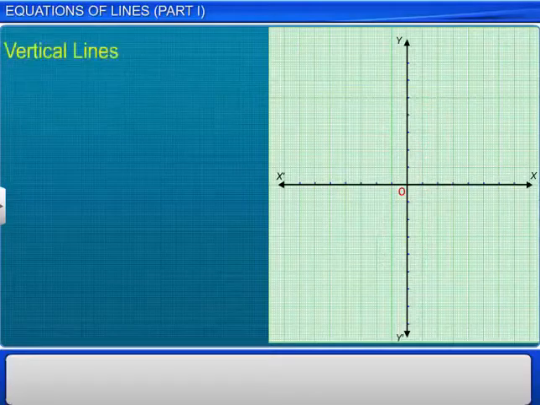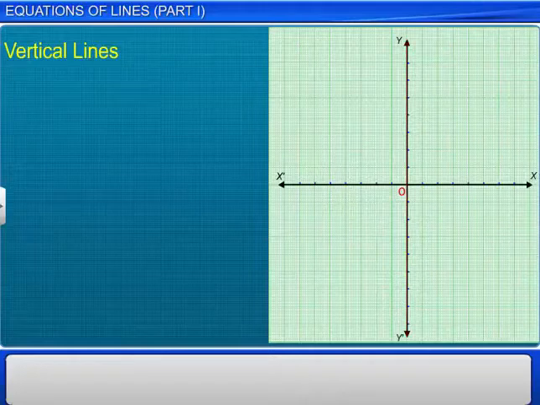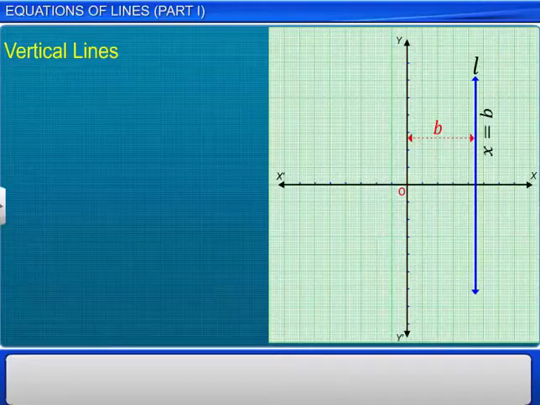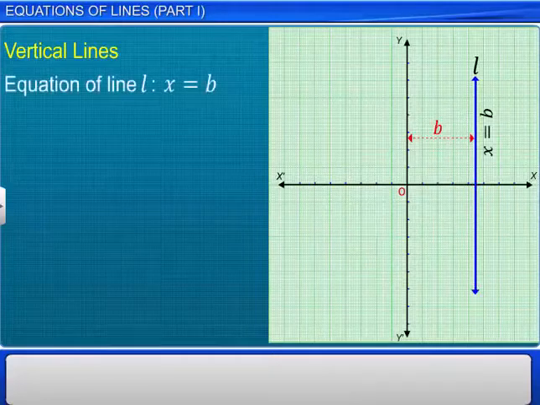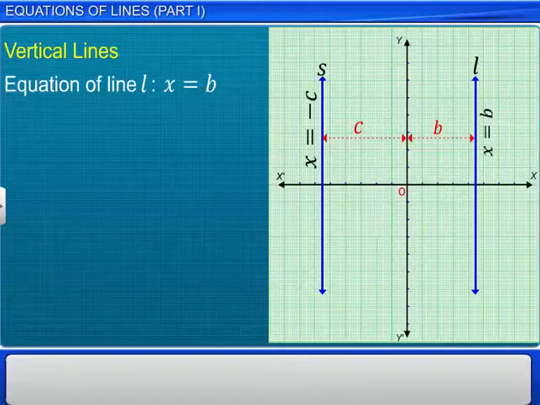Now let us find the equations of vertical lines or lines that are parallel to the y-axis. Consider a vertical line L that intersects the positive side of the x-axis at a distance b from the y-axis. The x-coordinate of every point on line L at any position is b. Thus, the equation of line L is x equals b. Consider another vertical line S that intersects the negative side of the x-axis at a distance c from the y-axis. The x-coordinate of every point on line S is minus c. Thus, the equation of line S is x equals minus c.